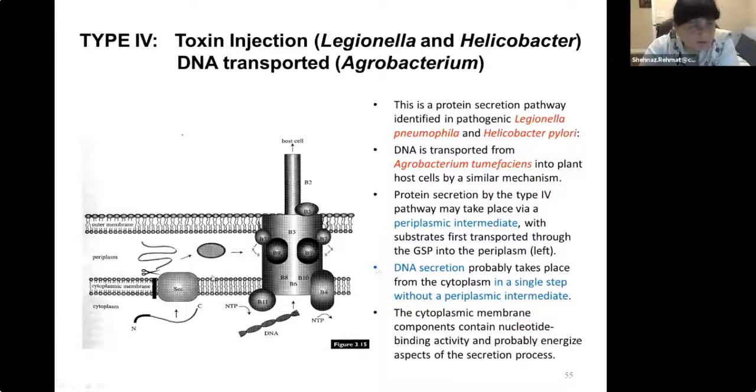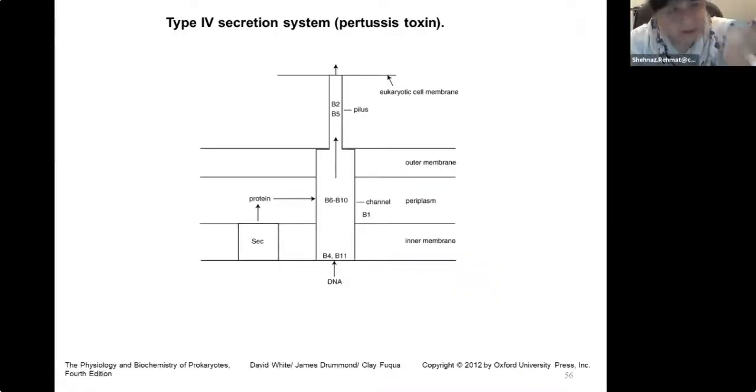So definitely type 4 uses the SEC system, but it does have an injectosome also in some of them. So here is a model of it, again an easier and simpler picture for you to see. This secretion system is being used for Bordetella pertussis toxin, which causes whooping cough, this disease, pertussis. So secretion system 4 is being used for that.